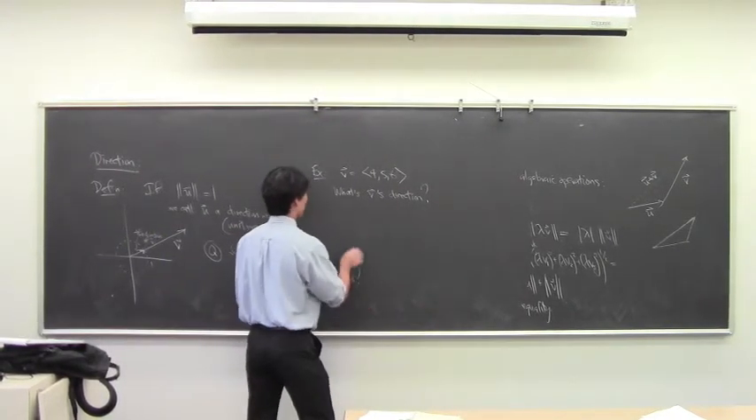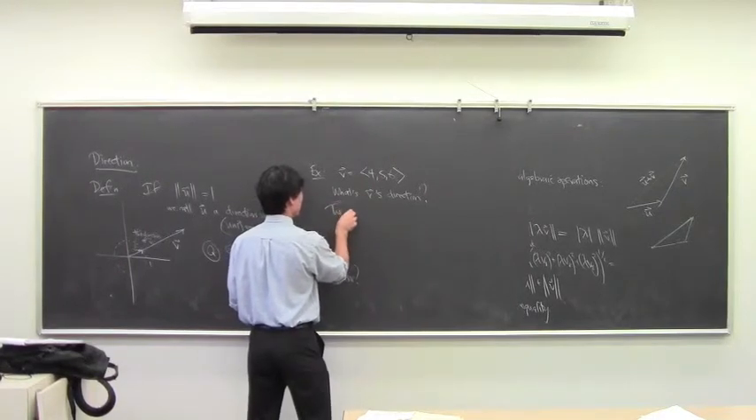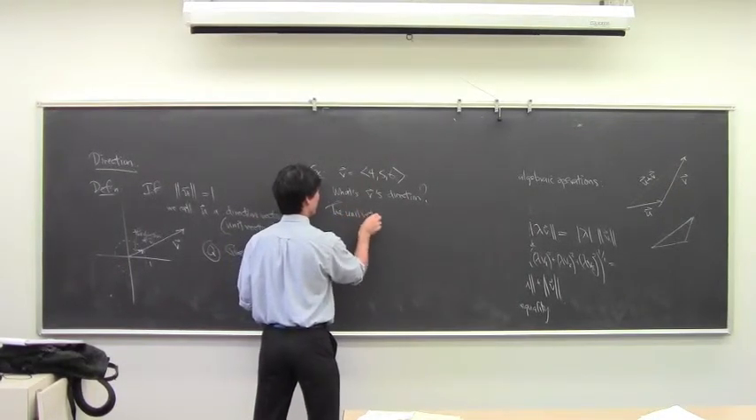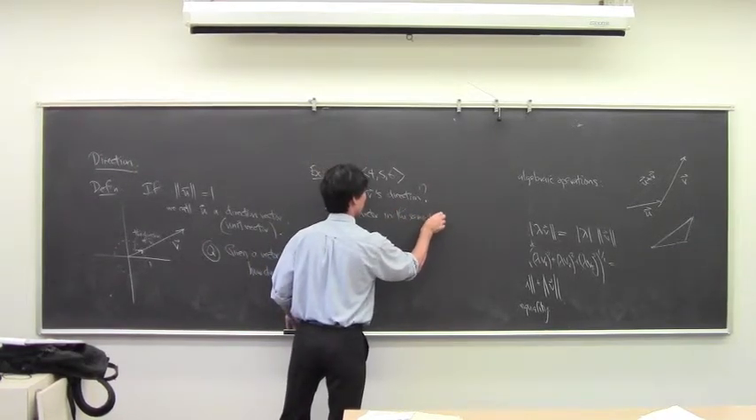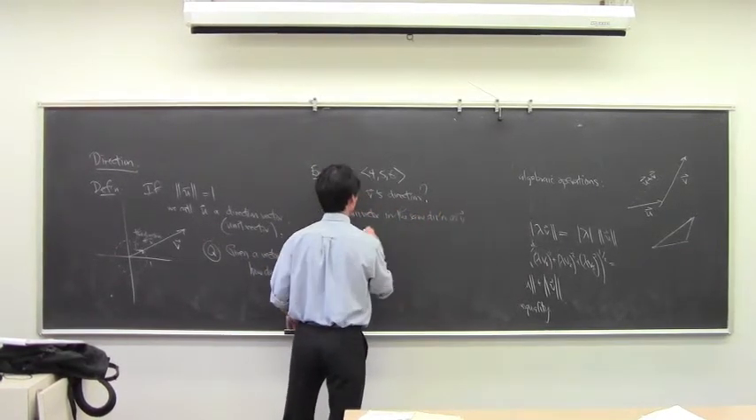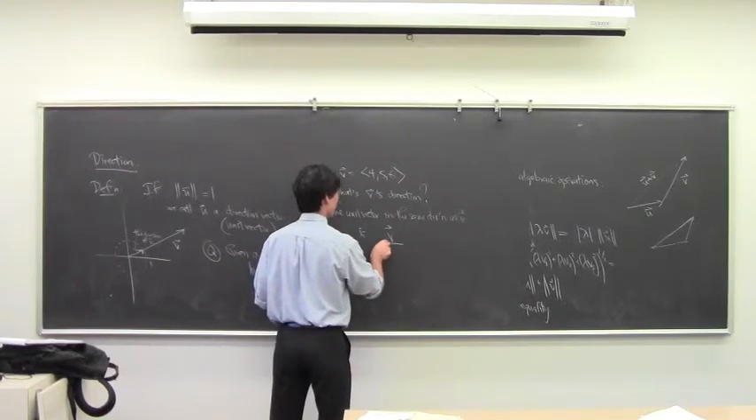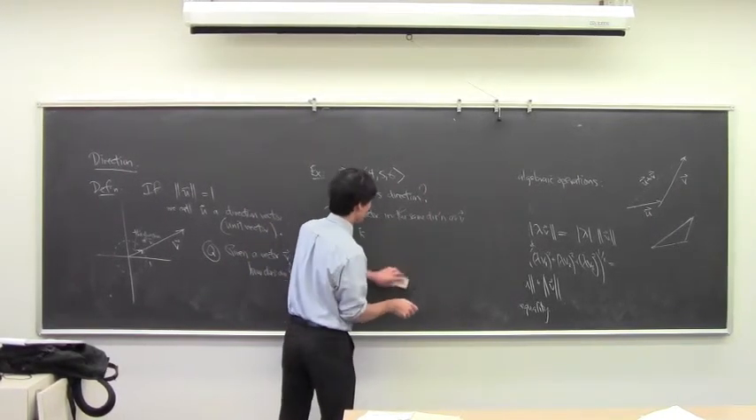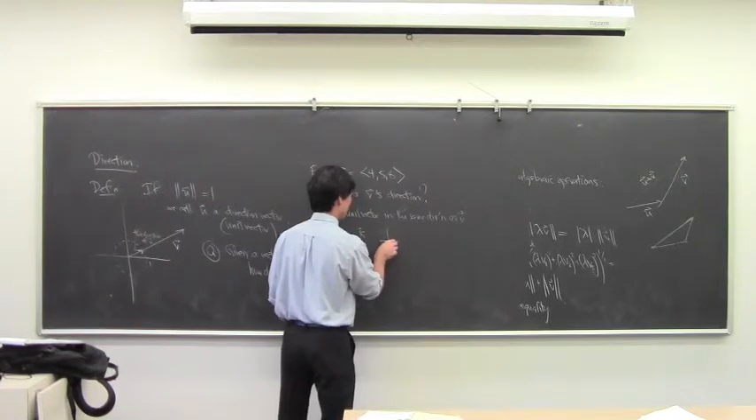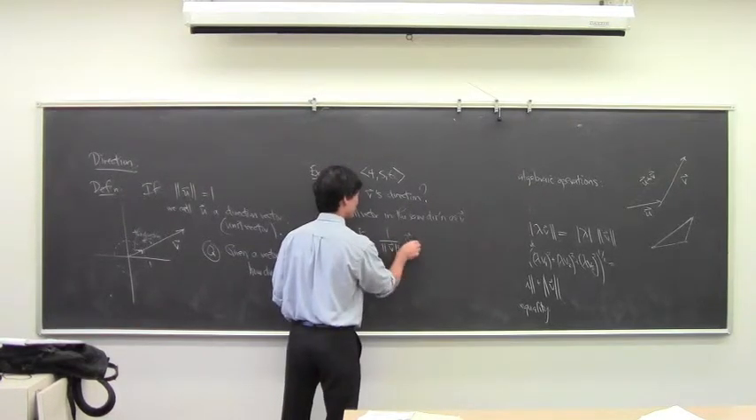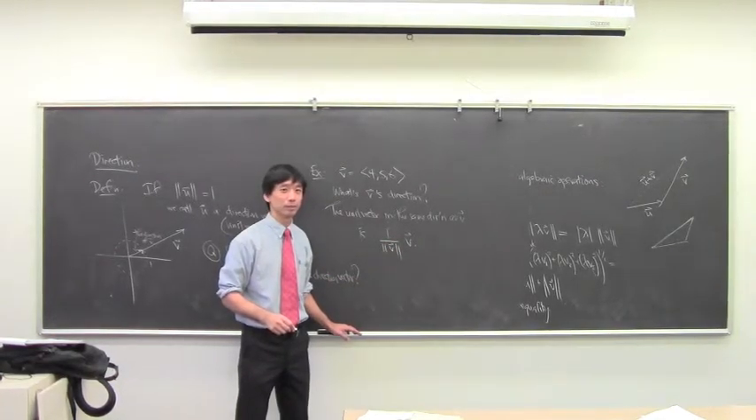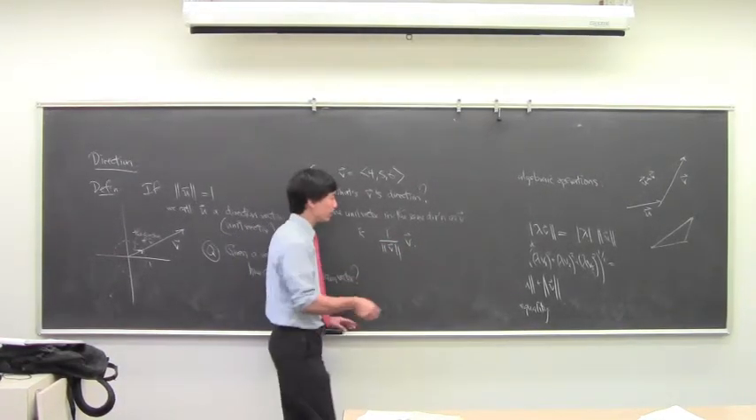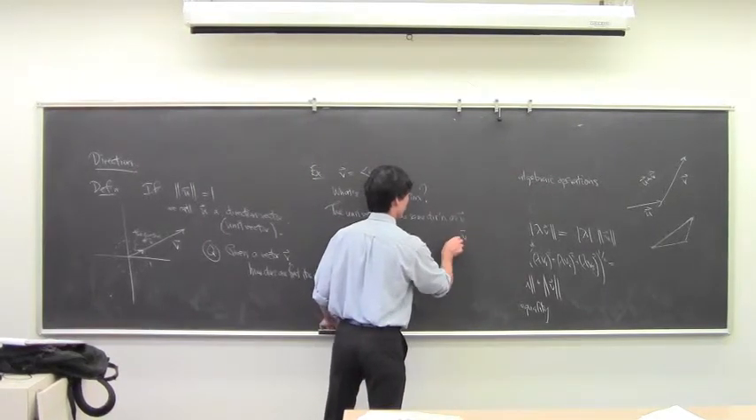So the unit vector in the same direction as v is just v divided by the magnitude of v. Or maybe I should write it like this: 1 over the magnitude of v, times v. That is lambda v, where lambda is 1 over the magnitude. Usually people write this as v over the magnitude of v.